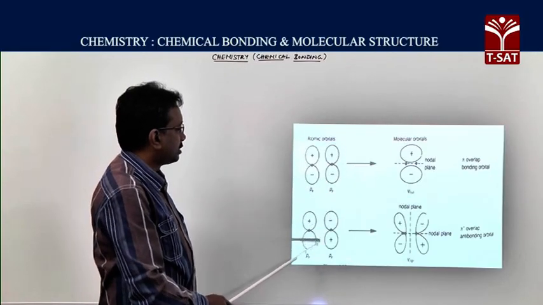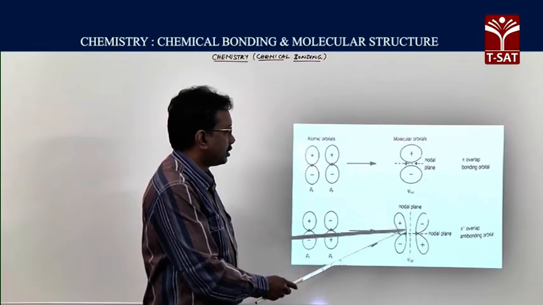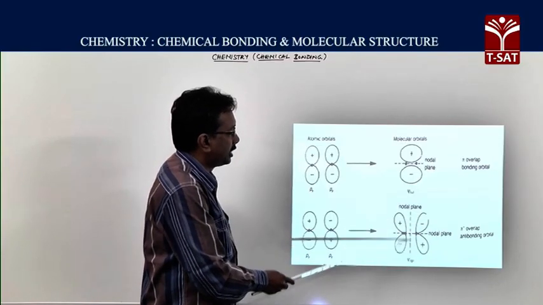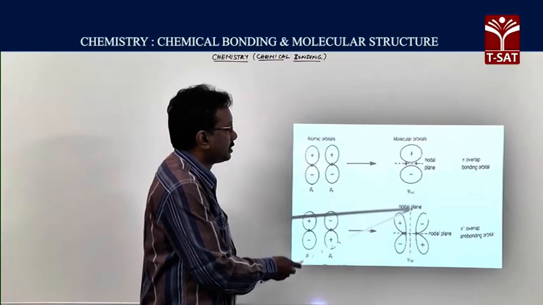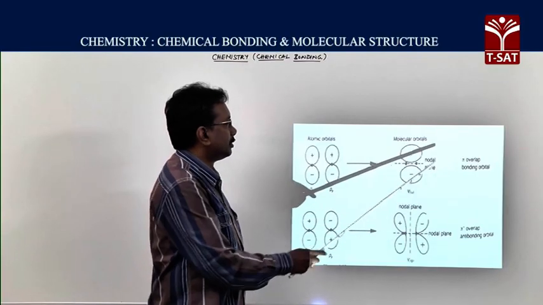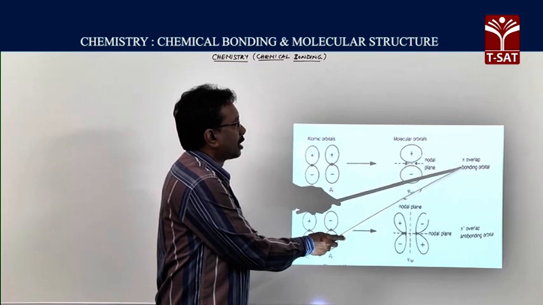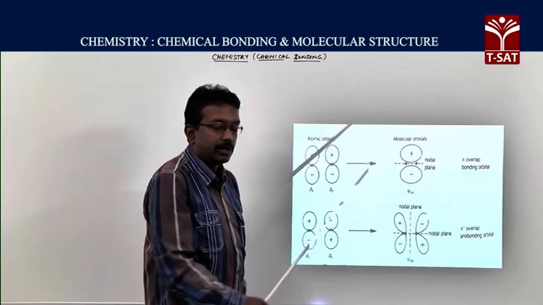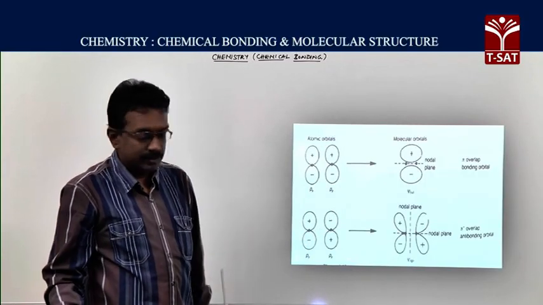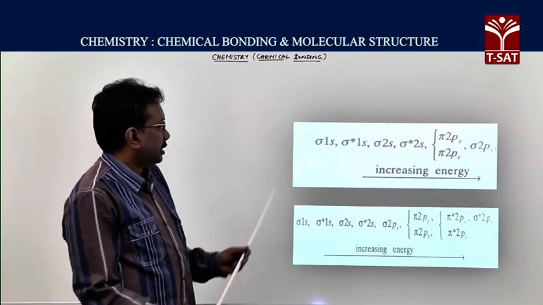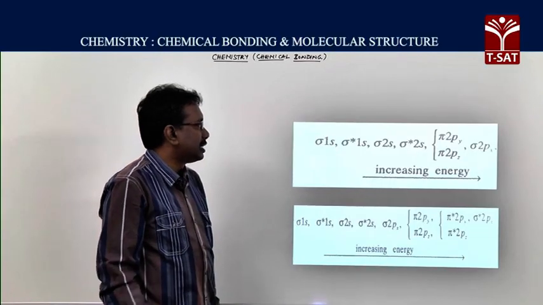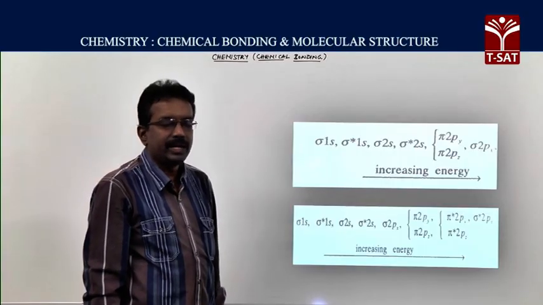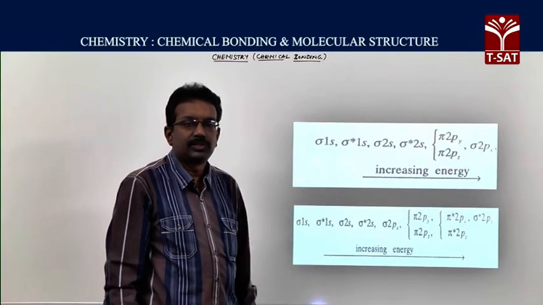Now, plus over minus, minus over plus, this is away from the nucleus, here and here, no electron density, so it is called the nodal plane. So, this pi molecular orbital has one nodal plane, whereas the pi star molecular orbital has two nodal planes. That means, if you observe, the combination of s and s always gives rise to sigma bonds, whereas the combination of p and p gives sigma bonds as well as pi bonds.